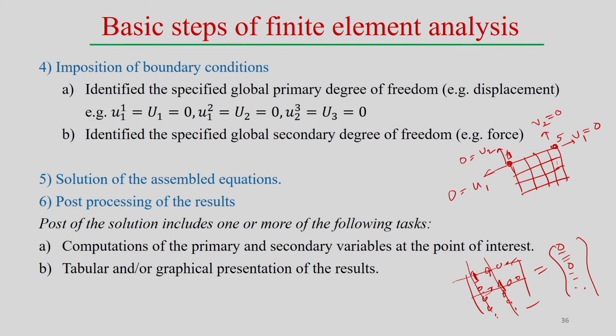If it is a two dimensional or 3 dimensional problem, accordingly we can get the displacement field. If it is a 3 dimensional problem, we can get the value of U1, U2 and U3 on each and every node point. If it is a 2 dimensional problem, we can get only the 2 components U1 and U2. Then comes computation of the primary and secondary variables at the node points of interest and graphical representation of the result. It is also possible to extract the data points, and from the data points we can graphically represent the result.